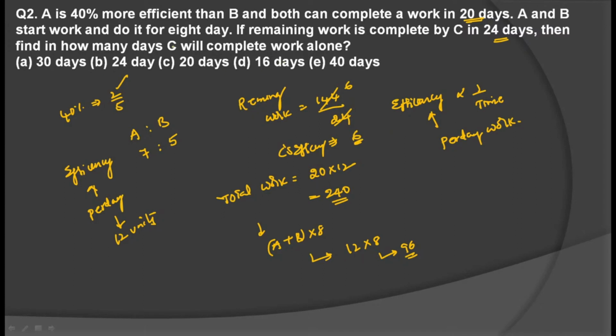Here the question: how many days will C take to complete the work alone? Now see, the total work is equal to 240. Now 240 units of total work can be completed by C alone, and we already know that C completes 6 units per day. If we want to complete 240 units, it takes only 40 days.